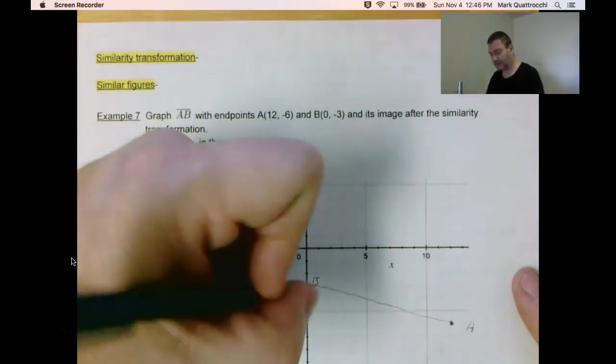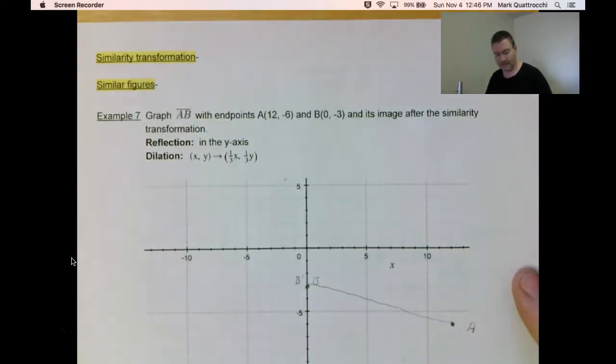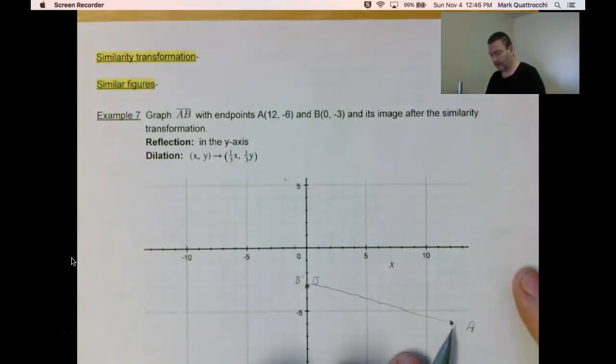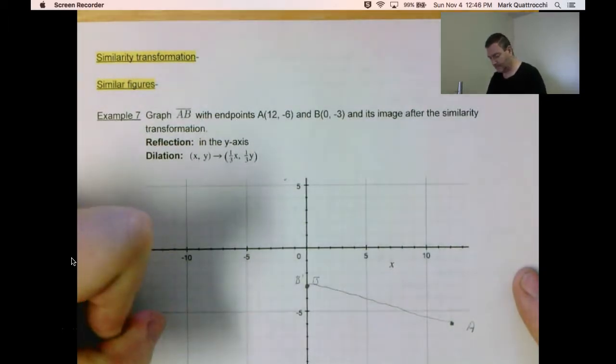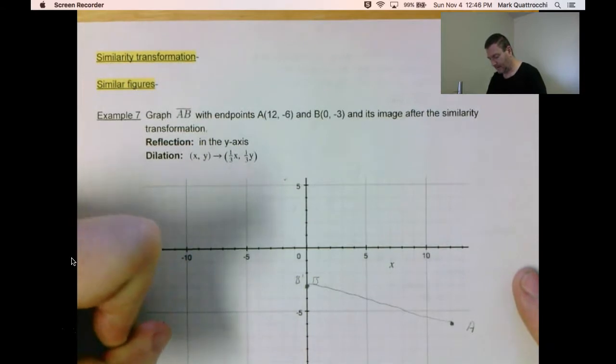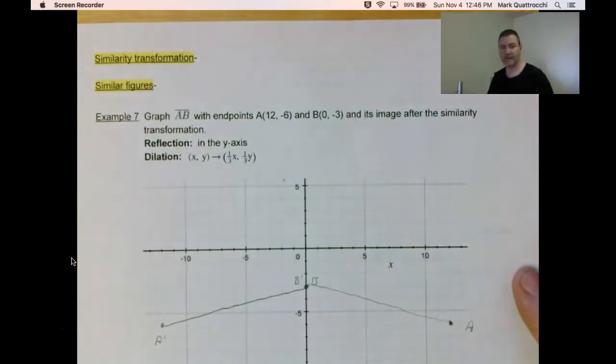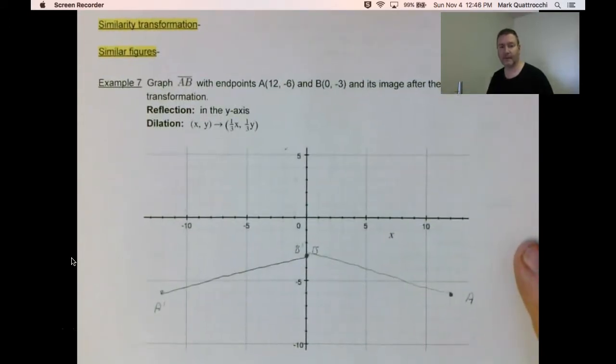B is on the y-axis, so B prime is on the y-axis. B prime doesn't move. A is 12 units away, so I move 12 units to the other side. Here's A prime. There's the image after the reflection. Now we're going to do the dilation.